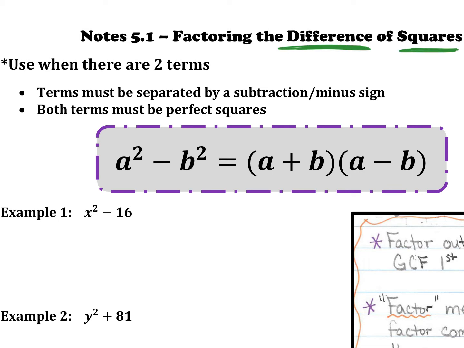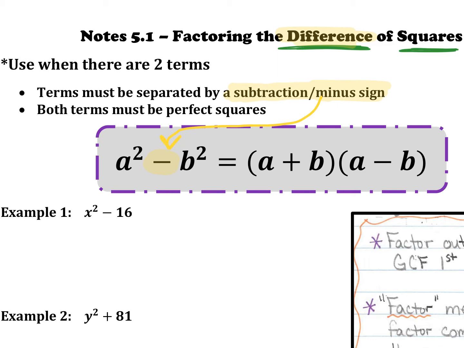So let's talk a little bit more about that key word, the difference. You're going to look for terms that are separated by a subtraction sign or a minus sign. Okay, so that signifies a difference. In our formula bank here, notice the subtraction sign separating the a squared and the b squared. That's what we're going to be looking for in all of our examples.